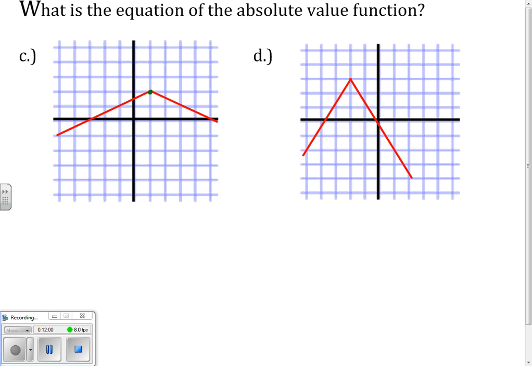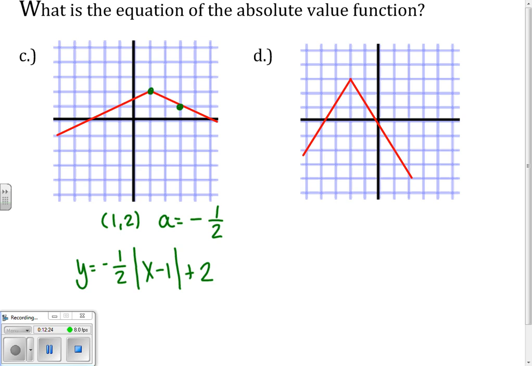Letter C, the vertex on letter C here is (1, 2). And my A value here is going to end up being negative because it's opening down. So I see a point that crosses nicely right there. In order to get there, I need to go down 1 and over 2. It's a -1/2. So my equation is y equals -1/2 times the absolute value of x minus 1, plus 2. Take a second and point out all of these are minuses. The only time it becomes positive inside is if your h value is negative, like in letter D.